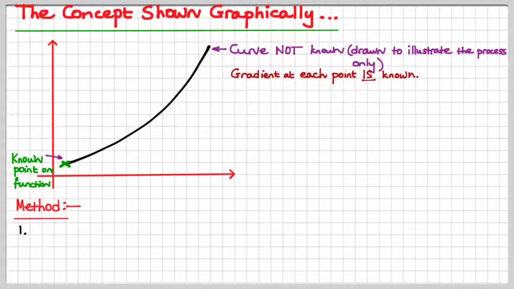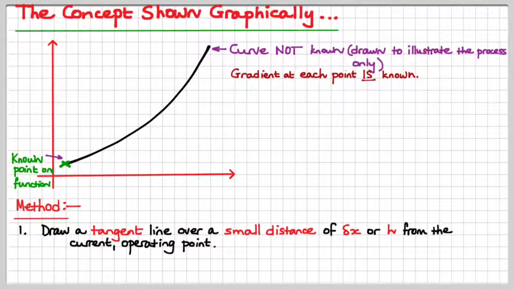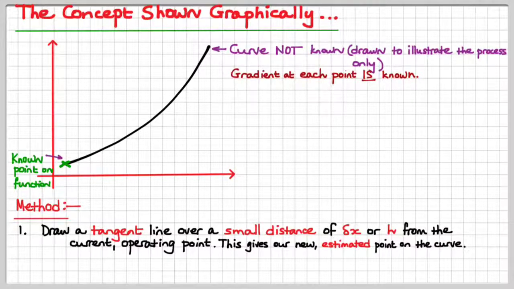Now, the method, here we go. 1. You draw a tangent line over a small distance of delta x, or h as it's otherwise known, from the current operating point, which in this case is here. That's where we're starting. That's the one point we know on the original function. You draw a tangent out from there, okay? And there it is, okay? Now, this gives our new estimated point on the curve. Now you can see it's wrong because the curve curved, but we're assuming it doesn't curve, okay? We're assuming it's linear over a very small increment in x, okay? That's the procedure, and you just iterate that procedure.